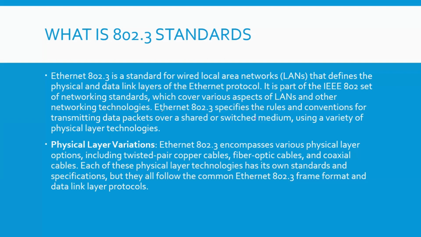Okay, let's continue. So we have the physical layer variations, right? Ethernet 802.3 encompasses various physical layer options, including twisted pair that we learned last class, twisted pair copper cables, fiber optic cables, and coaxial cables. We will be learning these in the next couple of classes. Each of these physical layer technologies has its own standards and specifications, but they follow the common 802.3 format and data link layer protocol. So the Ethernet cable, which is a copper cable, has some sort of termination that we did last time.